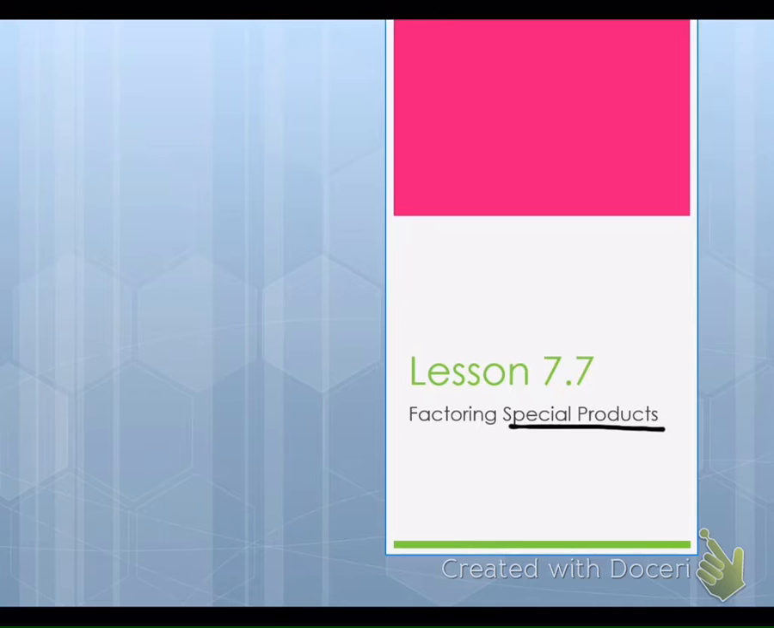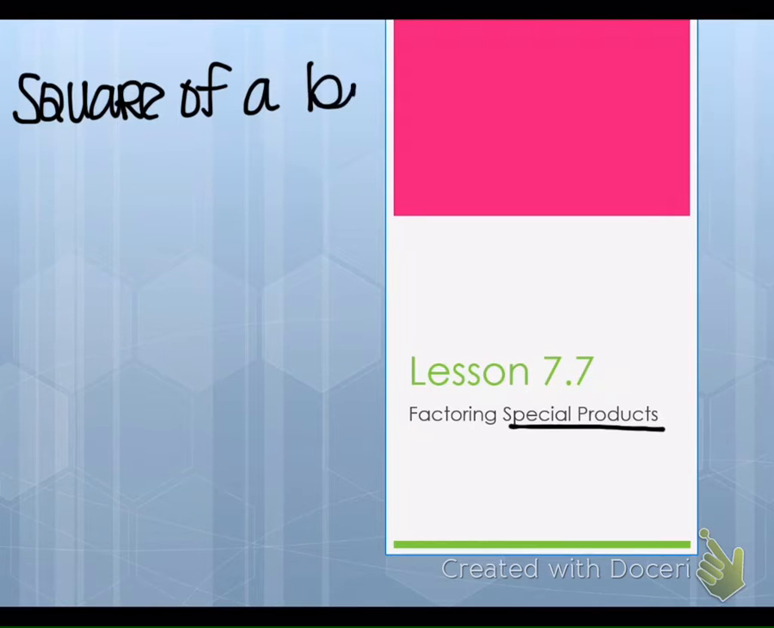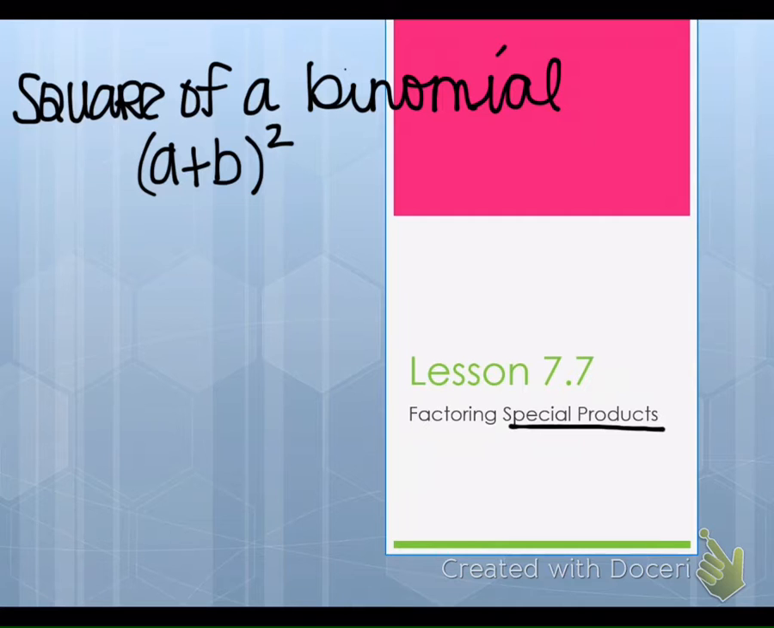products. Does anybody remember, and if you have to look back into, I believe it was 7.3 notes, does anybody remember the two types of special products that we learned back at the beginning of this chapter? We've got the square of a binomial. And if you remember from a few weeks ago, that looked like a binomial that had been raised to the second power. All right, what was the other special product that we learned? The difference of squares.